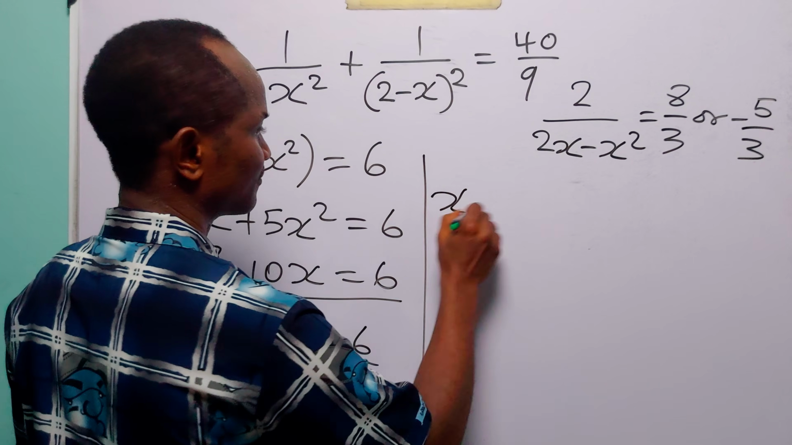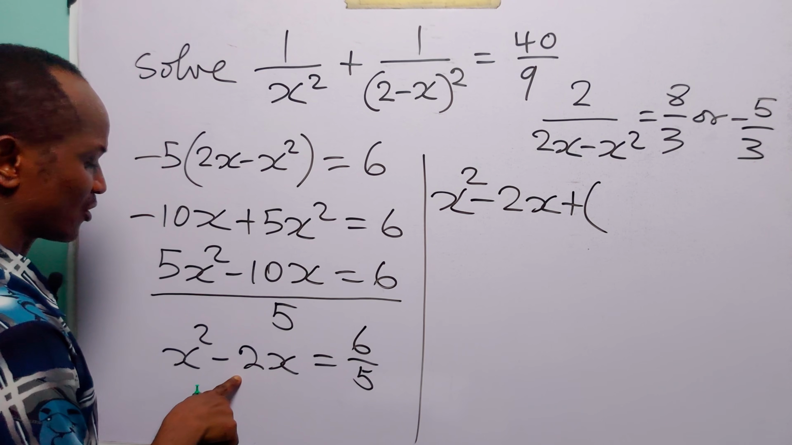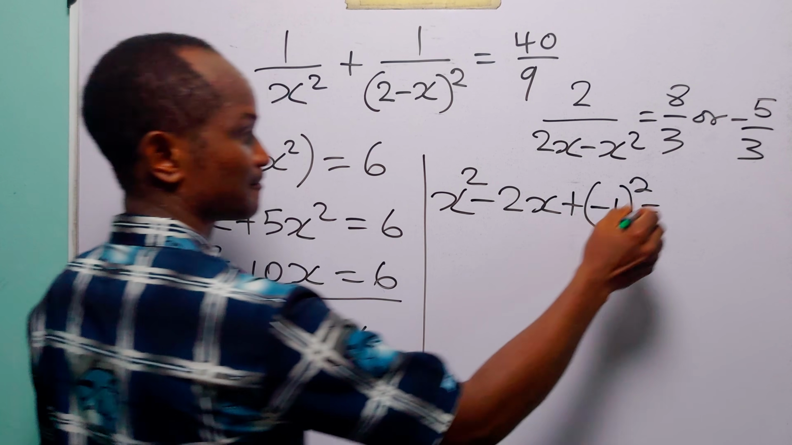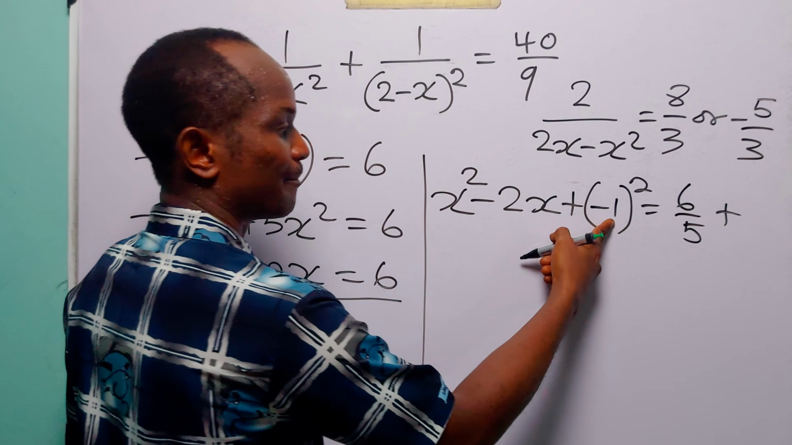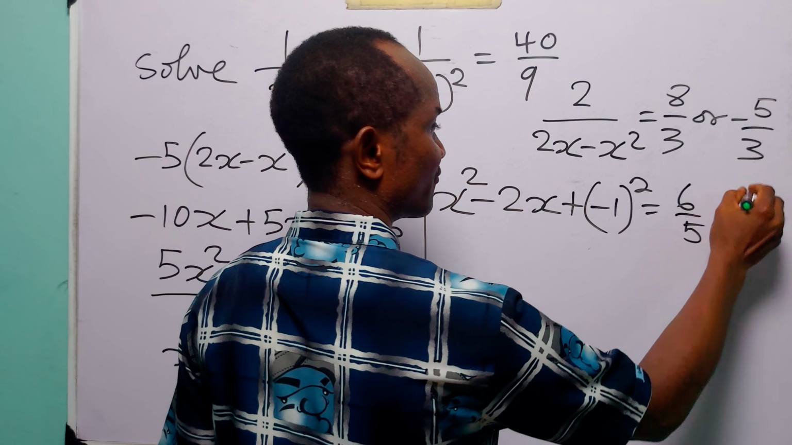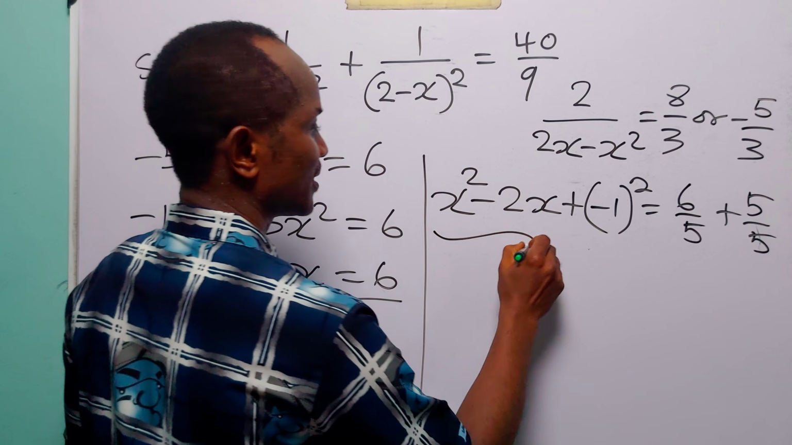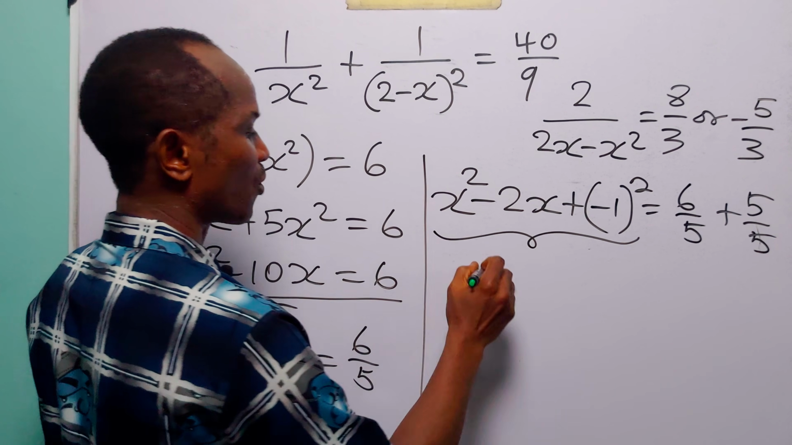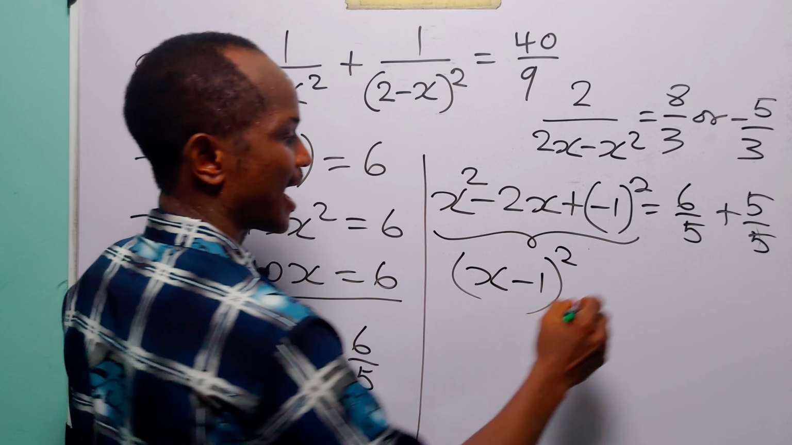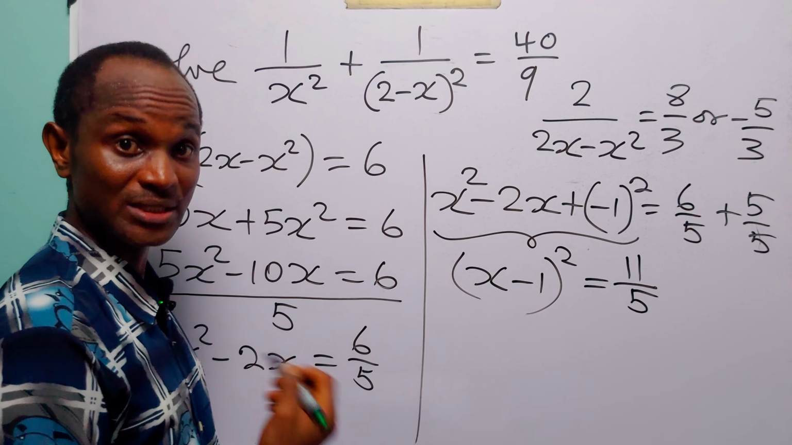So when we do that, we have x squared minus 2x plus minus 2 divided by 2 is minus 1 squared. And this is equal to 6 over 5 plus minus 1 squared is equal to 1. But now let us write this as 5 over 5 so that they both have the same denominator. Now, you know that this is a perfect square. So we are going to take x and we are going to take minus 1 and we are going to square. And of course, this is equal to 6 plus 5 is 11. And of course, we have the denominator, which is 5.